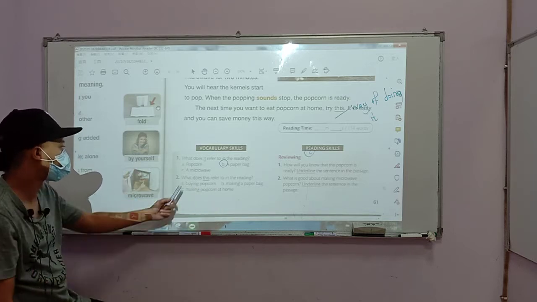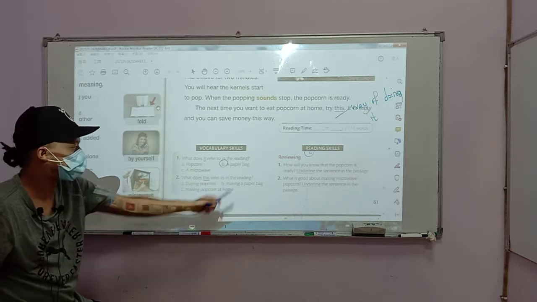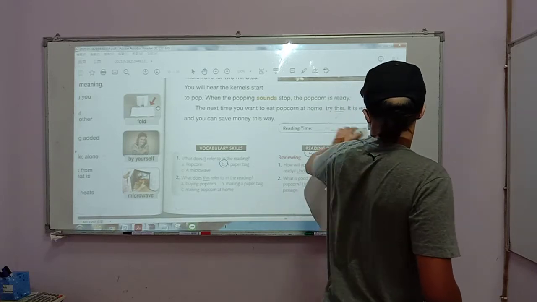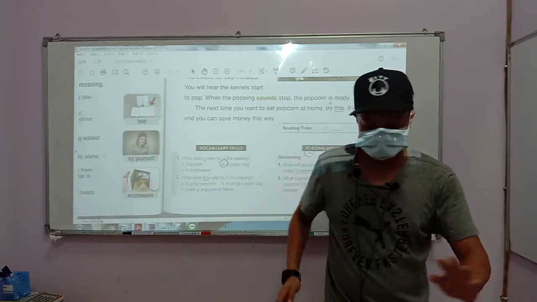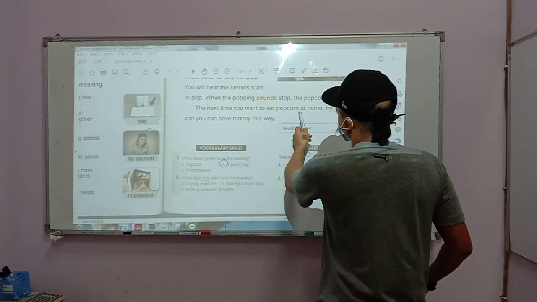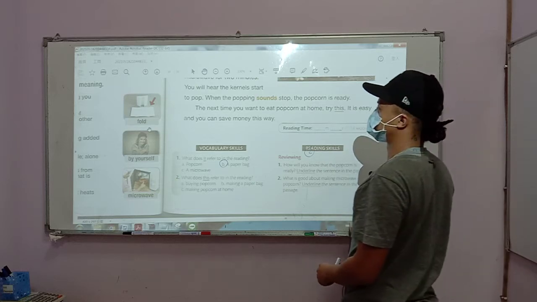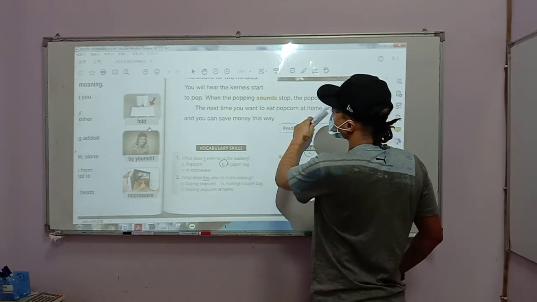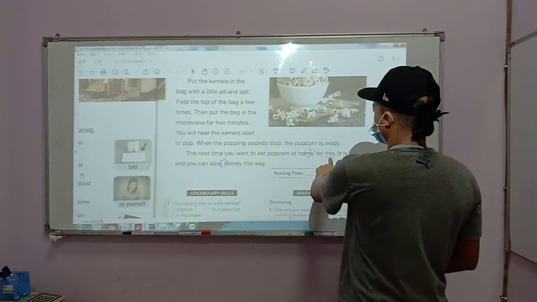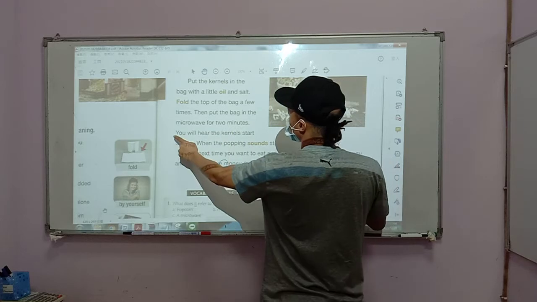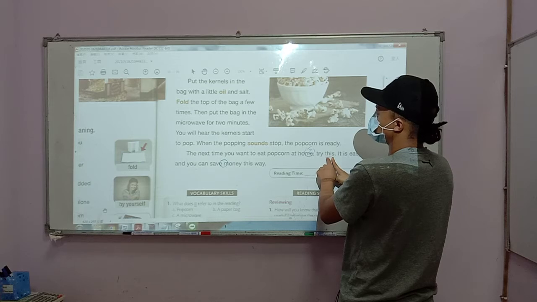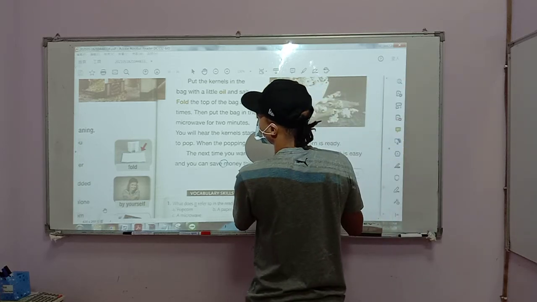Number 2, what does this refer to in the reading? Alright, so it says, the next time you want to eat popcorn at home, try this. What is this? Let's see if they give us a better answer. So this is what we're looking for. I have to read the other sentences before I can know exactly what this is.